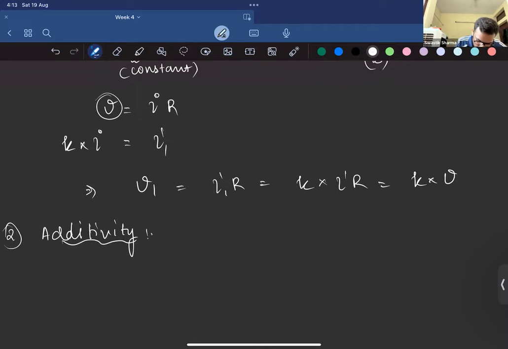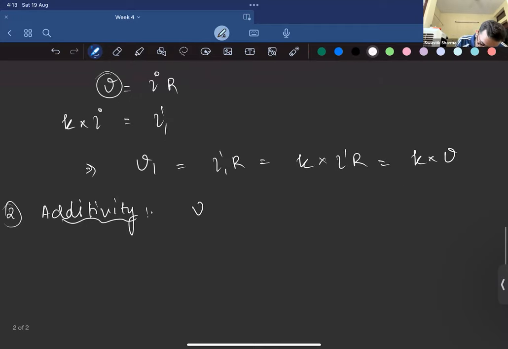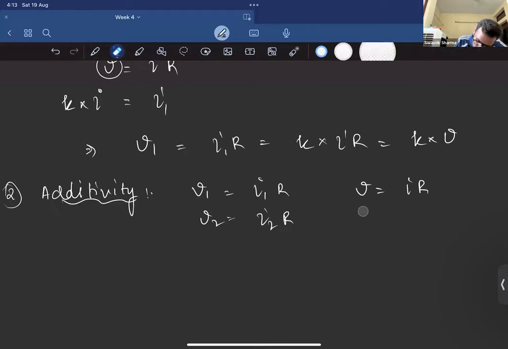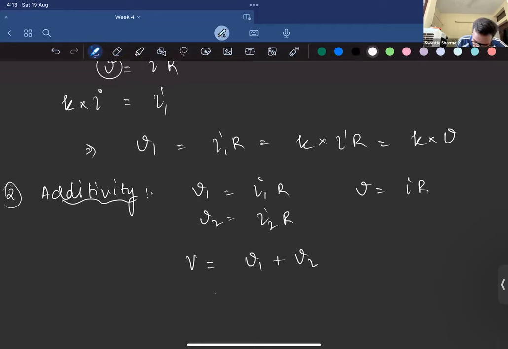So what do I mean by that? Let's say I have V1 equals I1R and V2 equals I2R, right? Capital V equals IR, we know. Now capital V, let's say, equals V1 plus V2. So that means it is what? I1R plus I2R, which equals (I1 plus I2) R.